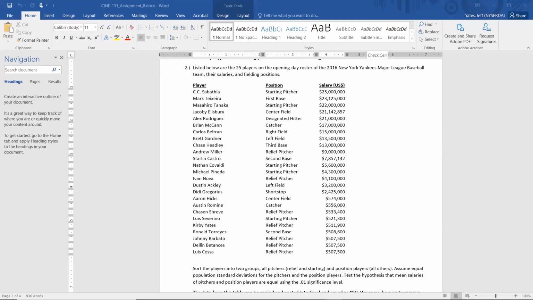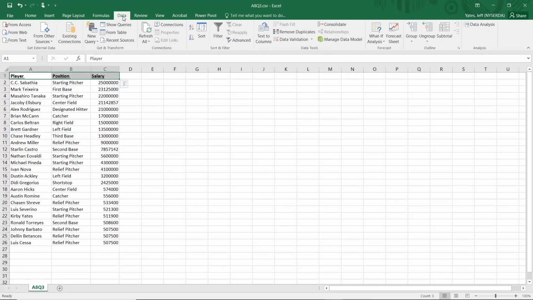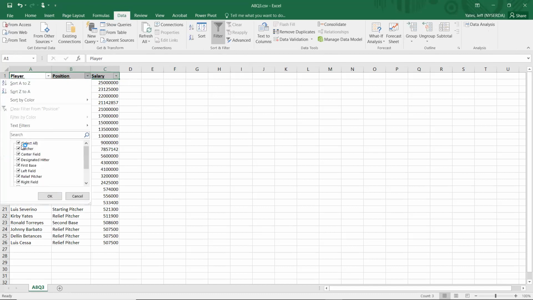And a couple of ways we could do it. All right, so now probably the easiest way would be to just filter the data. So if we click on data and then filter, we get the ability to choose all or individual pieces of it. So I want to first, let's take out the pitchers first. So catcher, center field, designated hitter first. We've got relief pitcher and we've got starting pitcher. So we could do that.